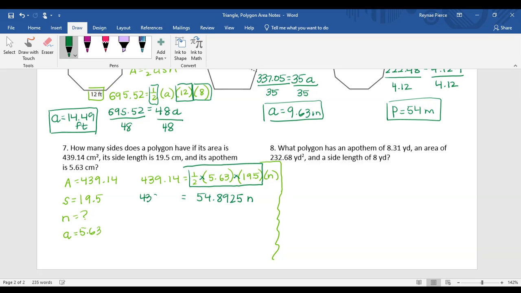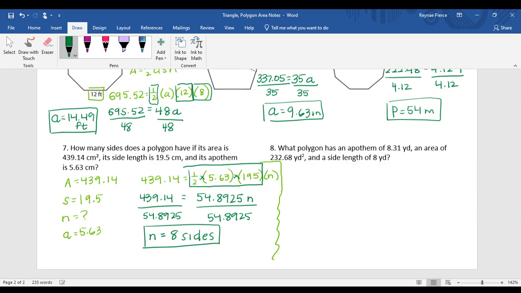My left side stays the same. Divide both sides by 54.8925. And I get N to be 8.000001, which leads us to just 8 sides.